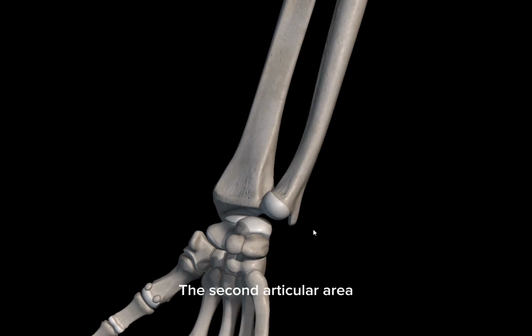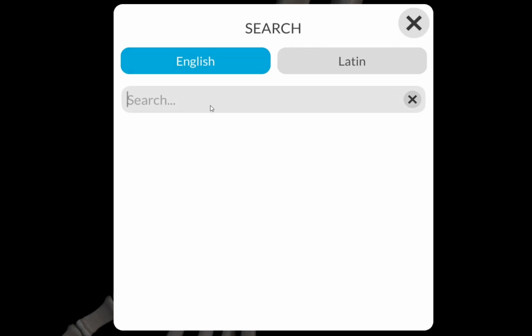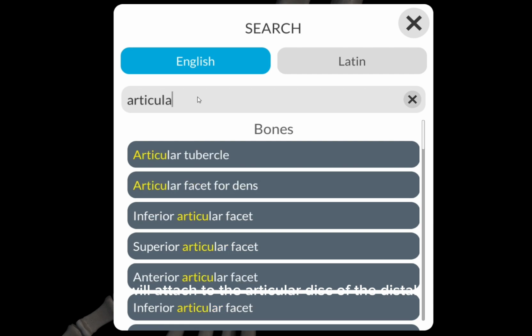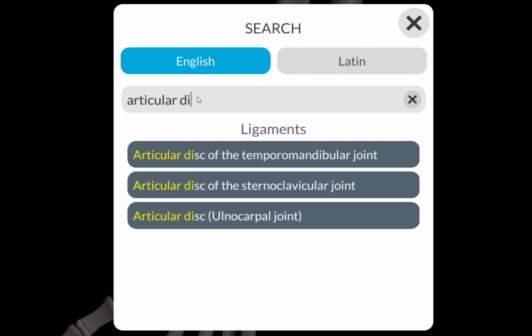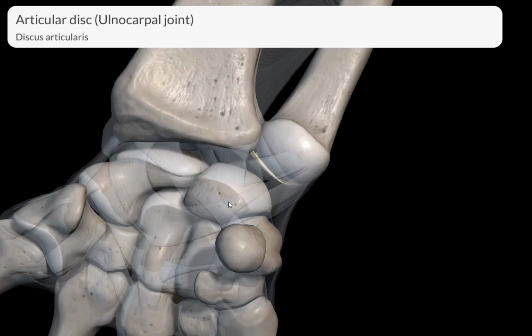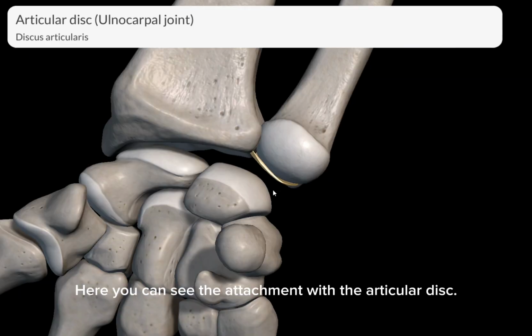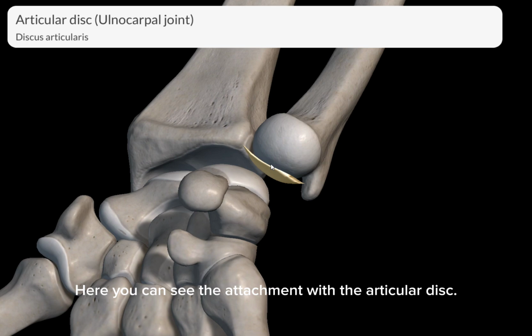The second articular area is the articular facet of the head of ulna. It will attach to the articular disc of the distal radio-ulnar joint. Here you can see the attachment with the articular disc.